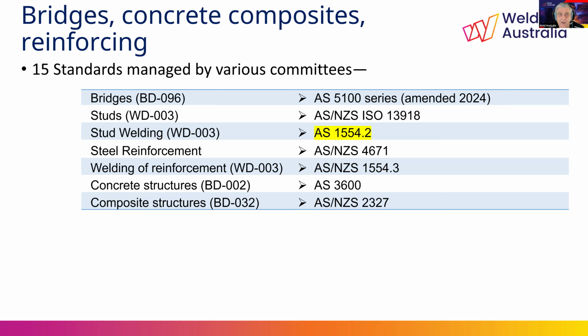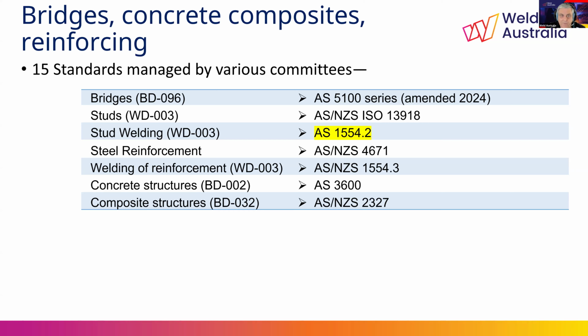But that has been delayed due to a need to improve the method used to validate the performance of these threaded studs. Now, ISO 13918 on steel studs was adopted by Australia in 2020, and these actually provide access to a variety of stainless steel studs.